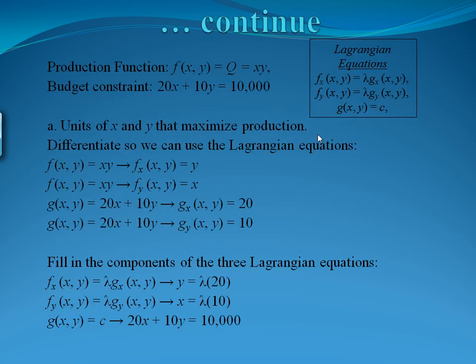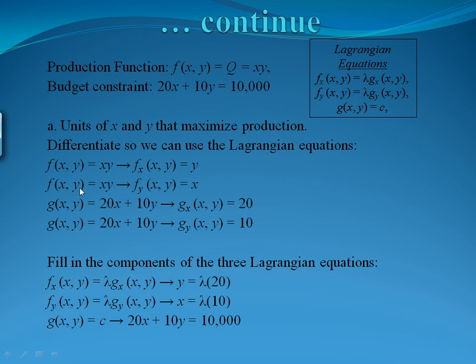Okay, so again, we want to set up our Lagrange equations. So we're going to need to find partial derivatives of f, partial derivatives of g, and set up our budget constraint. So our production function was xy, so let's do our partials. So the partial derivative of f with respect to x, remember x is our variable now, and y is a constant. If you have a constant times x, the derivative is just that constant. So f sub x is just y.